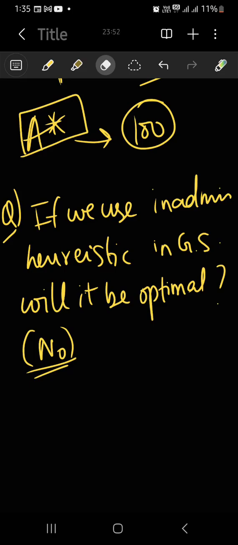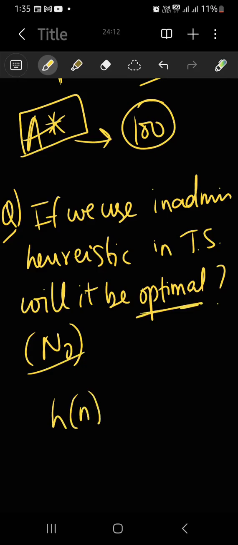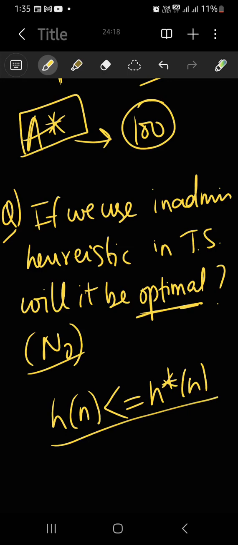Now tell me, let's say in place of graph search, what if we write tree search with an inadmissible heuristic? Will the search be optimal? The answer is no over here also. Why? Because if we want the optimal solution, we need to follow this admissibility rule. If we don't follow it, we can get the goal state, but we will not get the shortest path to reach the goal state. That means it will not be optimal. It will be complete, but not optimal. So you have to keep that in mind.